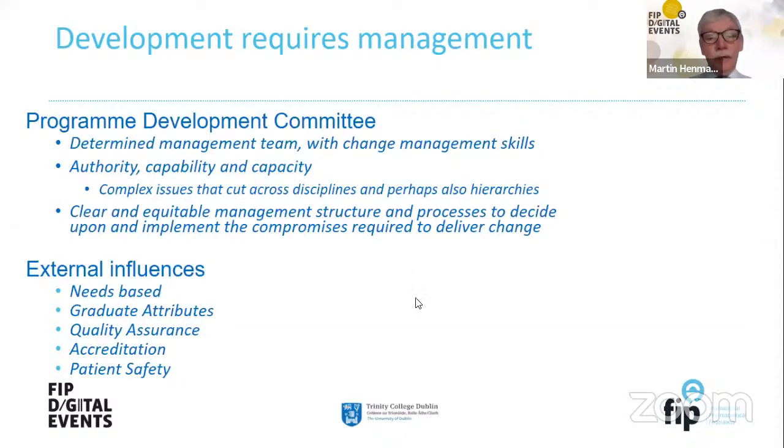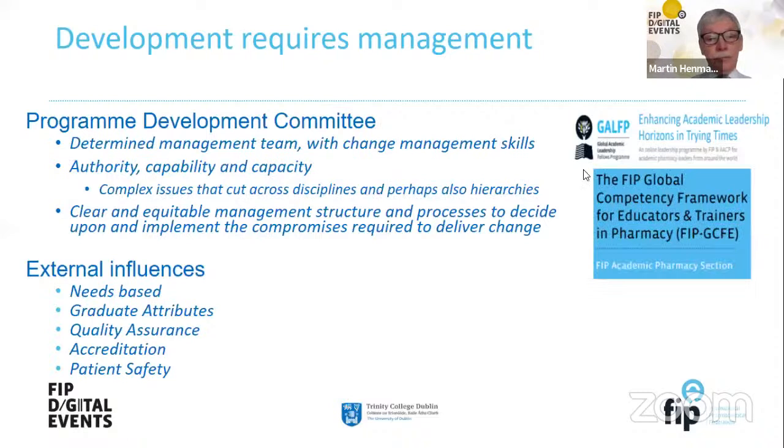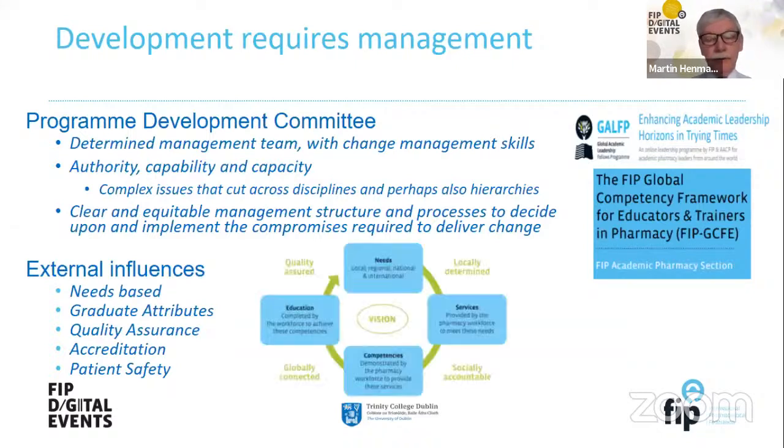So up at the top right there, you can see that elsewhere in FIP, in order to help bodies like program development committees, there is a leadership program through the Global Academic Leadership Fellows program. And these are very useful for people who are attempting to develop in this way. Any development committee needs a very clear and equitable management structure and transparent processes in order to be able to deliver the types of compromises that are required to bring about change.